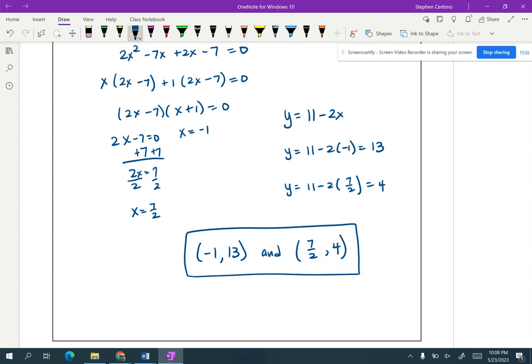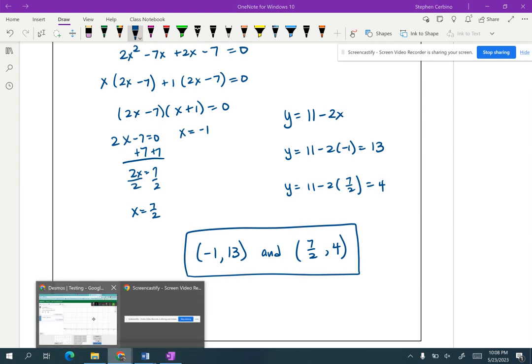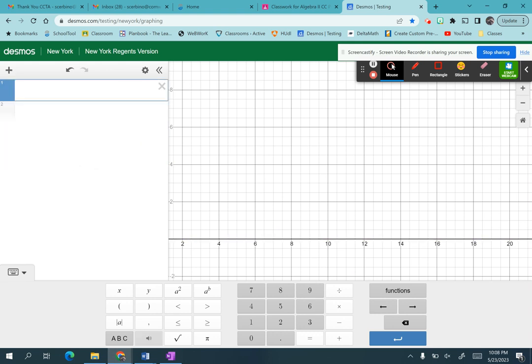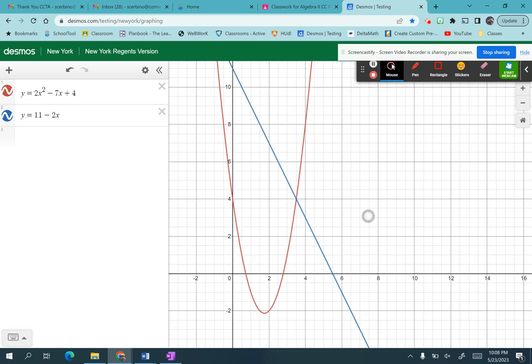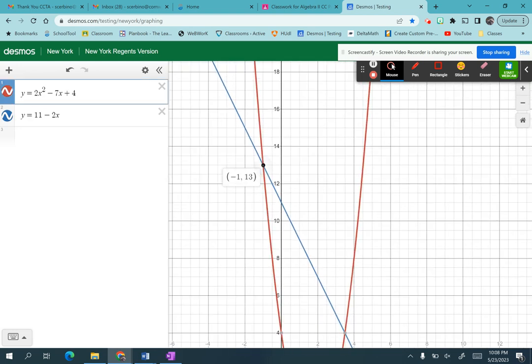Now remember, you could totally type that into Desmos and see what the answers are just by looking at intersections. So just to show that, if I get rid of all of this junk and we graph our two equations, y equals 2x squared minus 7x plus 4, and we graph y equals 11 minus 2x, we should see they intersect at the coordinate 3.5 comma 4, 7 halves comma 4. And if we scroll up here, we'll see it intersects also at negative 1, 13. So we've checked our answer.